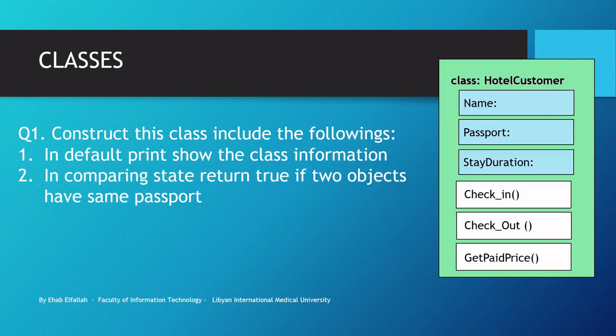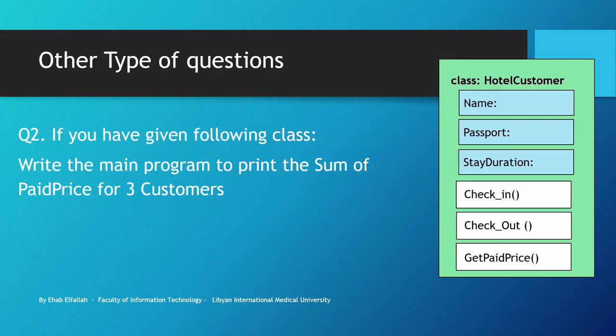The second type of questions: if you are given the following class, so here we already wrote the class, and we don't want to write another class because we already wrote this class. So write the main program. Here we write the main program to print the sum. We have to calculate the sum, then print the sum of paid price.